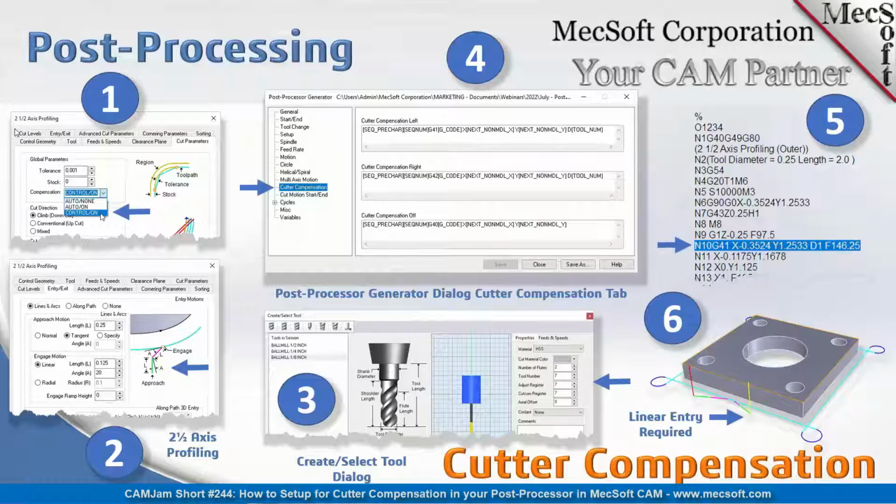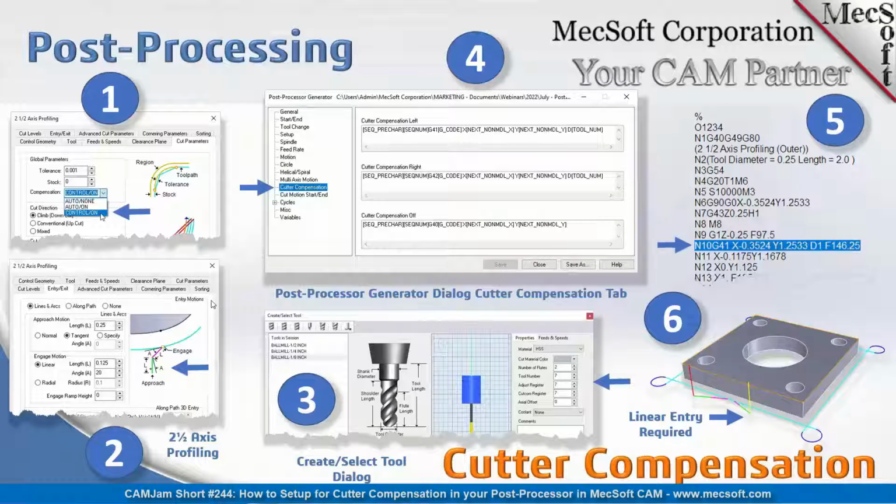So in your machining operation dialog, you have a compensation parameter in your cut parameters tab. You can set that to control on or auto on, and that will enable cutter compensation to be posted. That just enables it. So another thing you need to make sure is compensation will only be outputted if you have a linear entry. So you need to go to your entry and exit tab, check your entry motion.